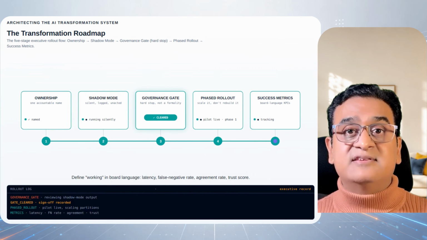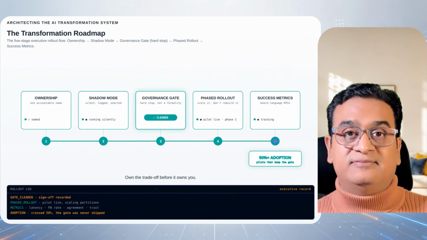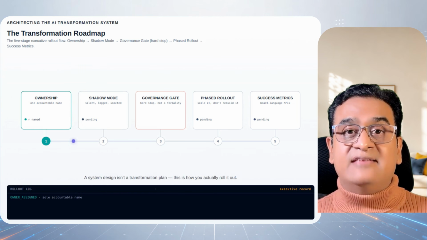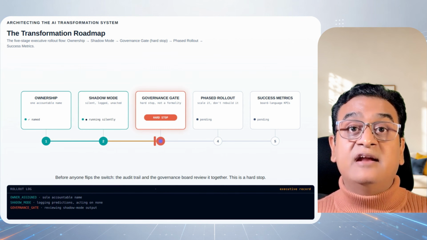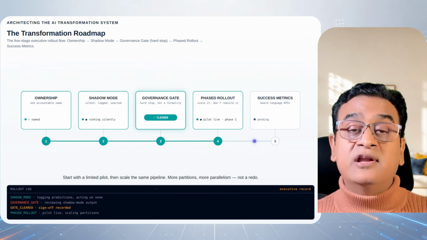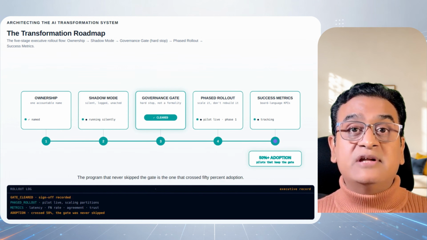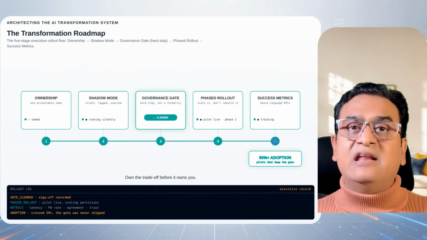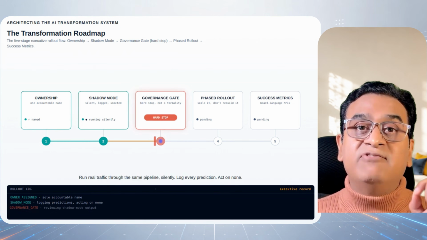We have designed the system. Now, let's talk about how you actually roll it out. A system design is not the same thing as a transformation plan. The last step is turning that design into how your organization actually moves. And this is the part most technically strong leaders skip. That's exactly why they stall out at director level instead of reaching VP.